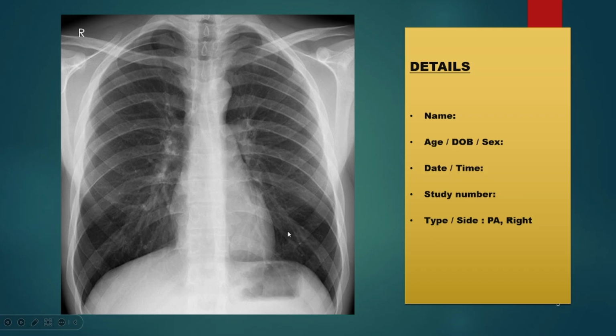And then the type. This is a PA X-ray. So it should be mentioned. Sometimes it can be supine, lateral or decubitus. And that should be mentioned. Then usually the right side is marked in the chest X-ray.